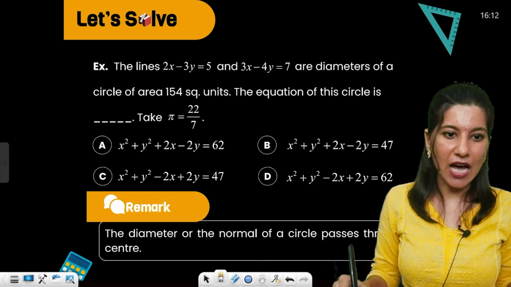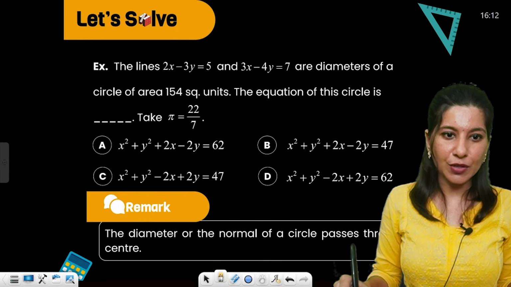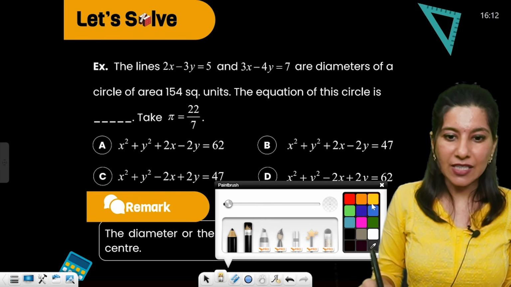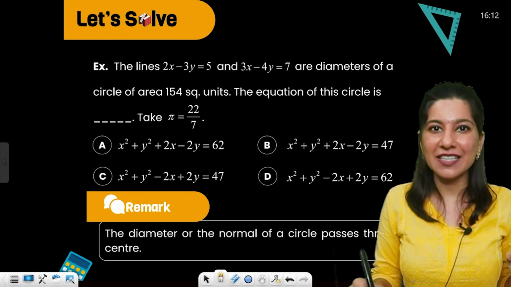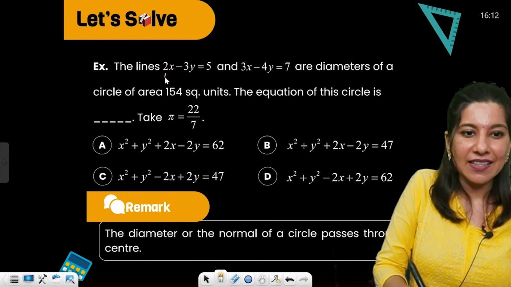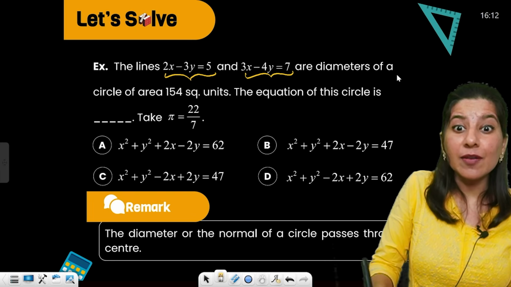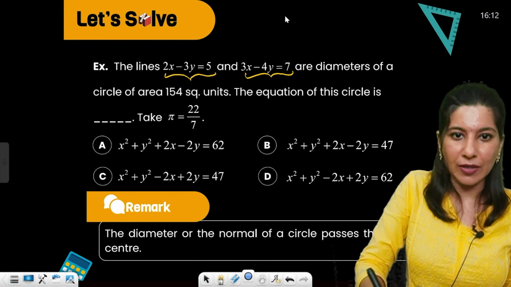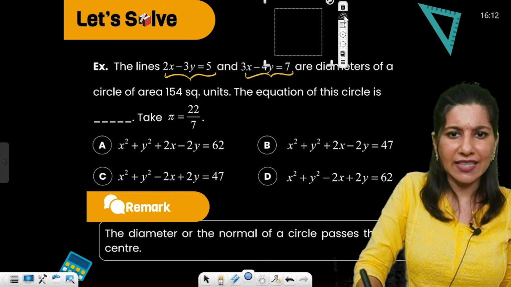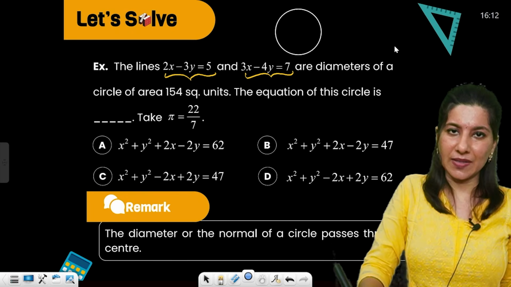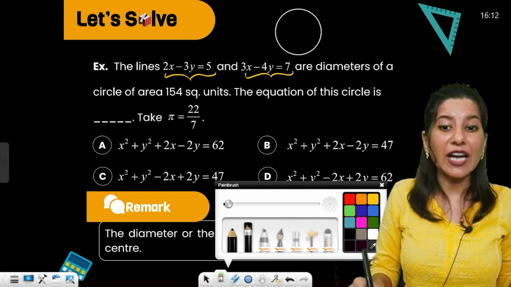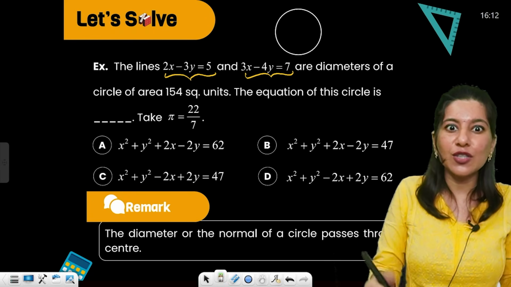All right. Now let us move on to the next problem. The next problem is having a hint for us as well. But before that, let's just read the question. The lines, this and this, are diameters of a circle. So let me just draw it. In conic sections, in any chapter of geometry, one ninja tip is just draw everything which you are seeing, to visualize it.